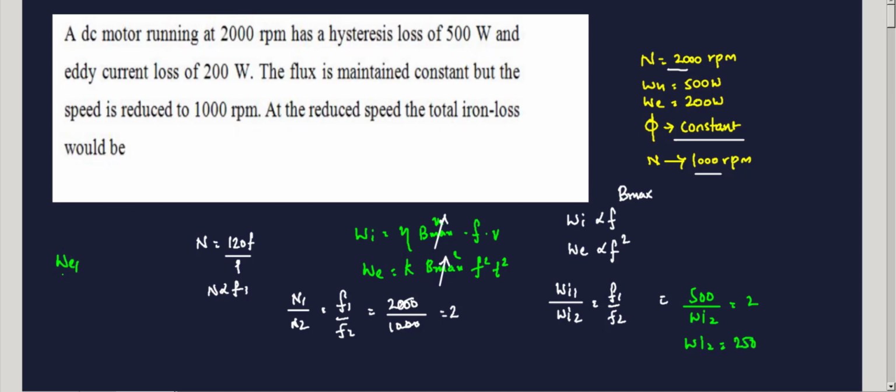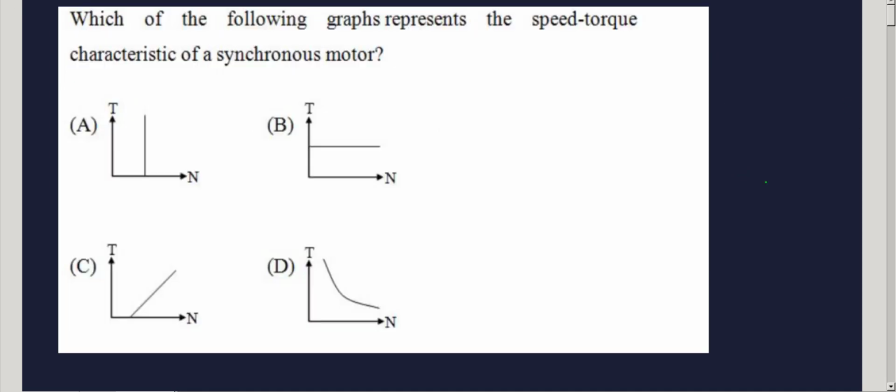What is the eddy current loss? Here W1 by W2 equals F1 square by F2 square, and F1 by F2 is 2, that is 4. Eddy current loss 1 is given, how much? 200 watts. So eddy current loss 2 equals 50. So the total iron loss at reduced speed is 250 plus 50, that equals 300. Okay, let's see the next question.